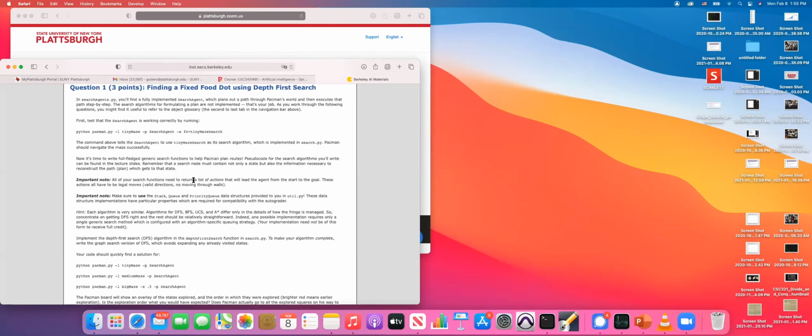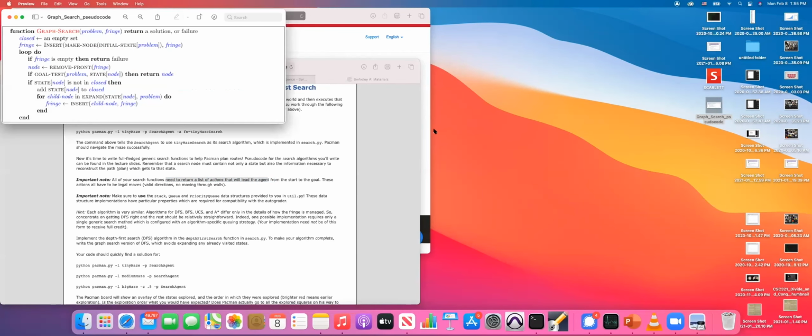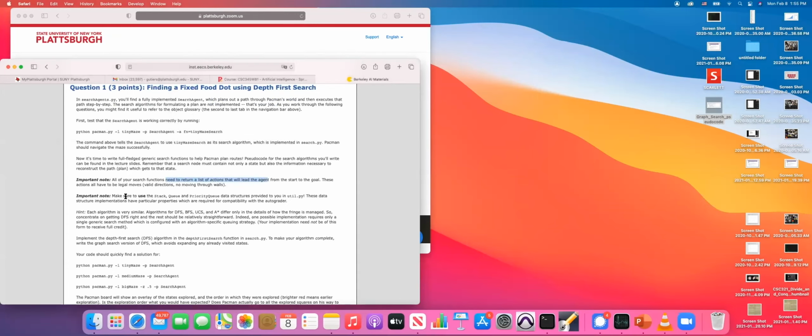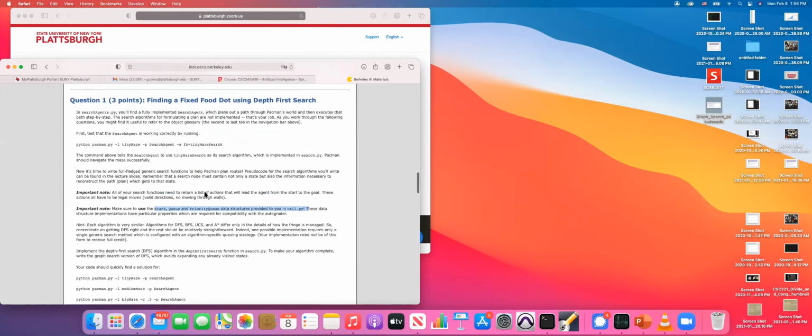Search functions need to return a list of actions that will lead the agent to the goal, okay? So that's why I was telling you, I don't know if you see my pseudocode, I have already copied it to a screenshot. So whenever I see return node, I will need to return a list of actions. And then another important note, use the stack, queue and priority queue data structures provided in util.py. Then test the program.